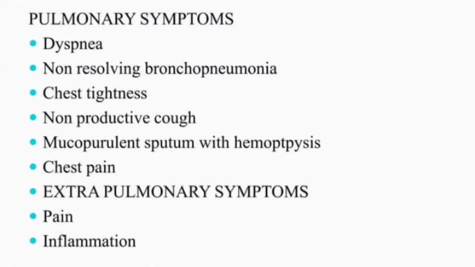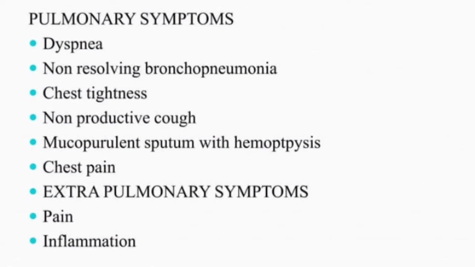Next, non-resolving bronchopneumonia, chest tightness, non-productive cough, mucopurulent sputum with hemoptysis. Hemoptysis means coughing up of blood. Chest pain. Extrapulmonary symptoms include pain and inflammation. So these are signs and symptoms of tuberculosis.